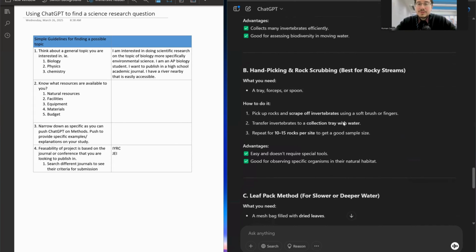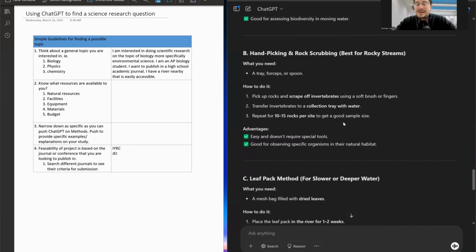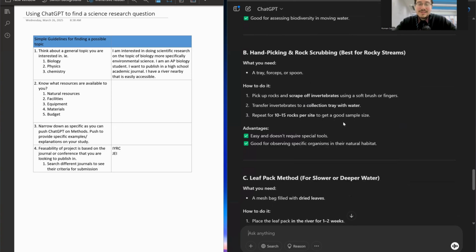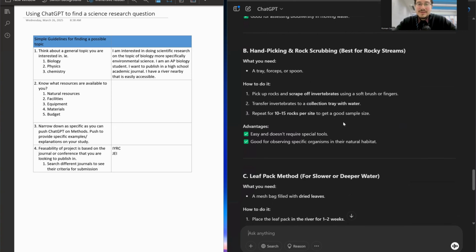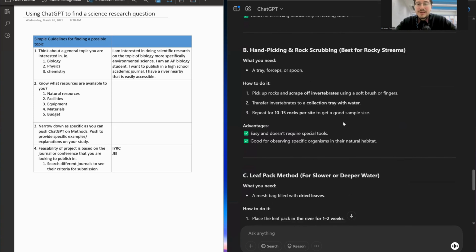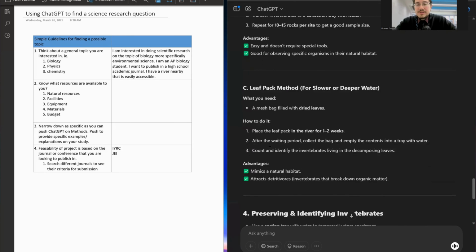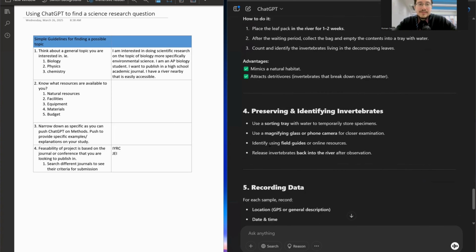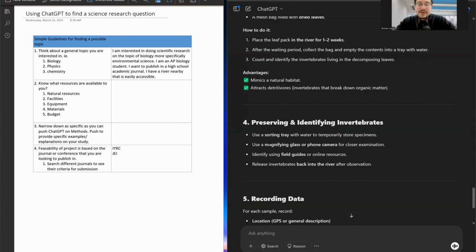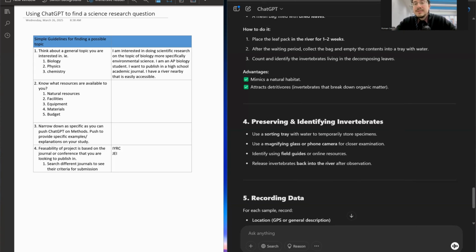Hand picking and rock scrubbing. I definitely recommend using gloves for this, rubber gloves that you can manipulate if you're scared of touching any of these larvae. And again, scrape off using your fingers, the gloves, or a brush and whatnot. Okay. One way or another, and there are several others, right? One way or another, you're going to collect insects and you're going to want to identify them.